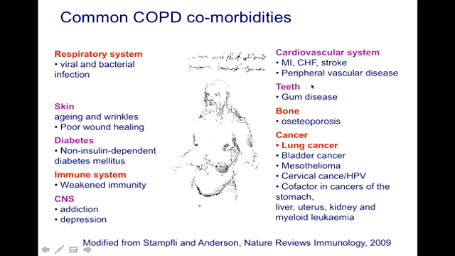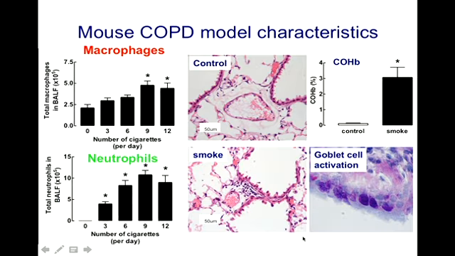Very high prevalence of cardiovascular disease, often lose teeth because of the way that smoke destroys oral defence. Very commonly are osteoporotic and have lost a lot of muscle. Develop cancers very commonly as well. It's from a review Martin Stampley and I wrote some years ago in Nature Immunology. And so from the mouse models, we've learned a lot about how COPD develops.